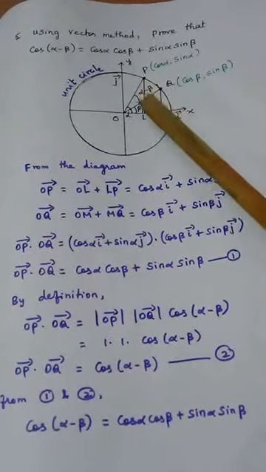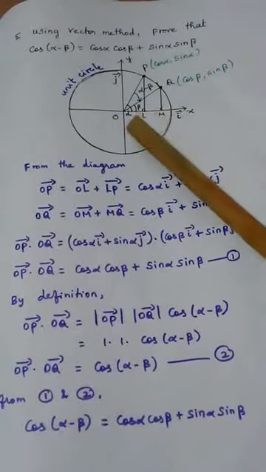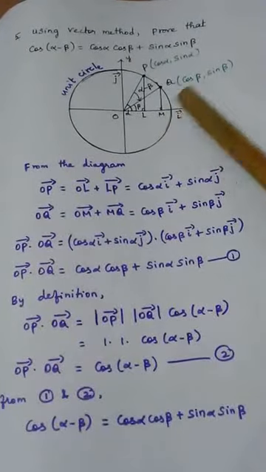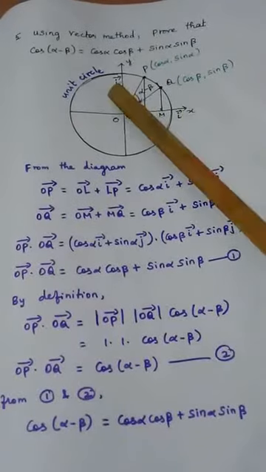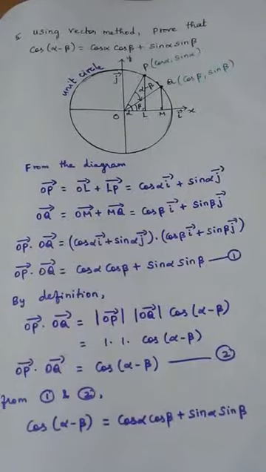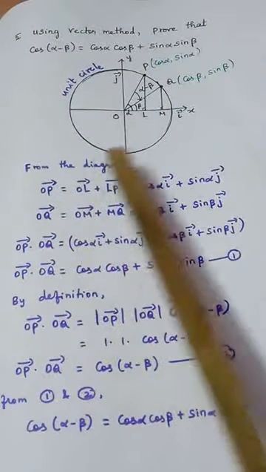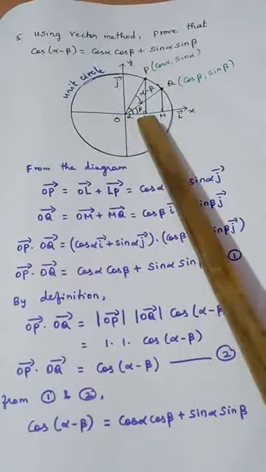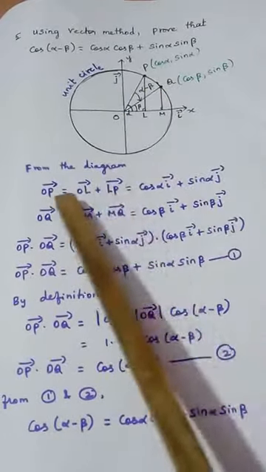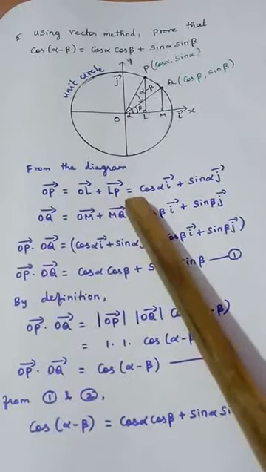Draw perpendicular lines from P to x-axis, Q to x-axis, which meet x-axis at L and M respectively. I and J are nothing but unit vectors along x-axis and y-axis respectively. So from the diagram, we are going to see what is OP vector. OP vector can be written as OL vector plus LP vector.